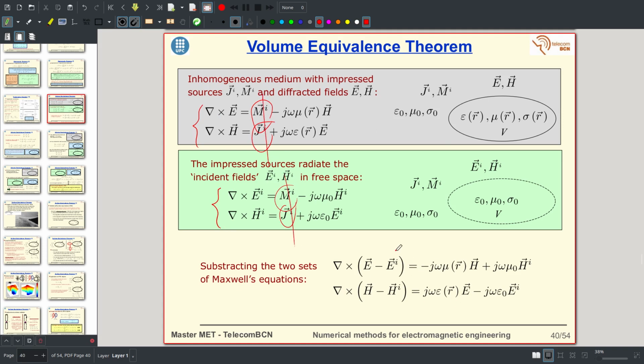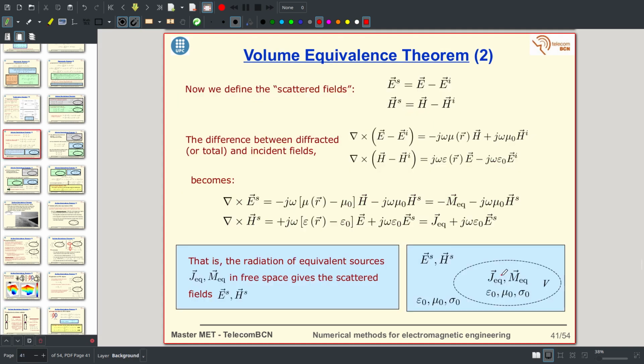And what we get? On the left hand side we get E minus EI, H minus HI, and on the right hand side we get the terms of the original Maxwell's equations minus the terms of the Maxwell's equations in free space. So we copy these equations here. These are the equations that we obtained before.